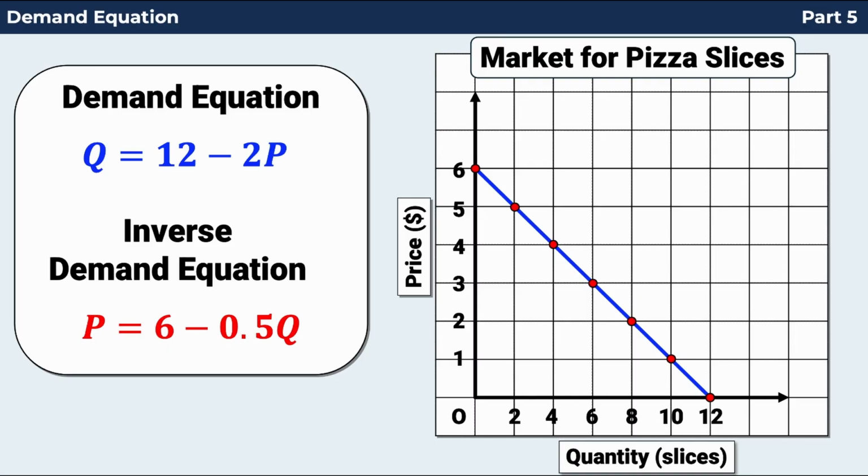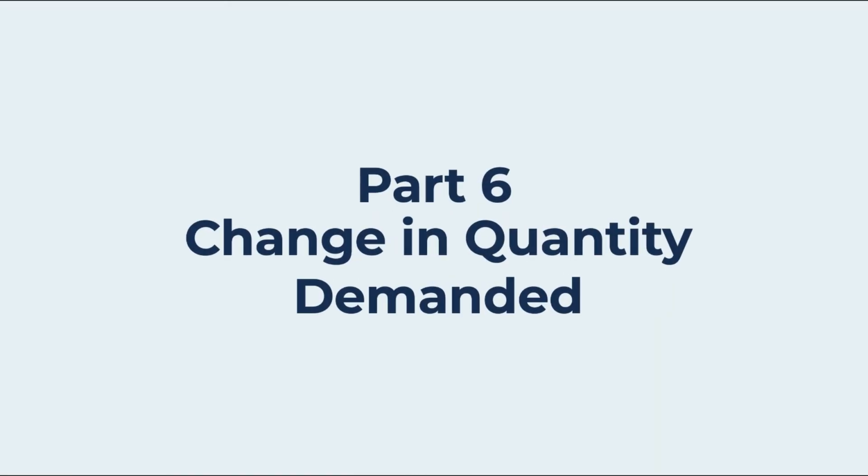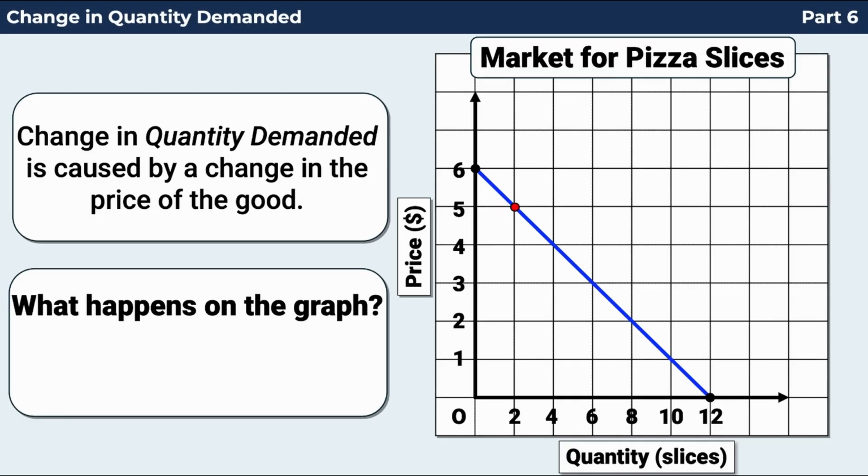However, what is in the scope of this video is a change in quantity demanded. A change in quantity demanded is caused by a change in the price of the good. So what happens on the graph in the case of a change in quantity demanded? Well, we're going to move along the demand curve. So here you can see we're at a point where the price is $5 and the quantity demanded at that price is 2. But what if the price were to fall?